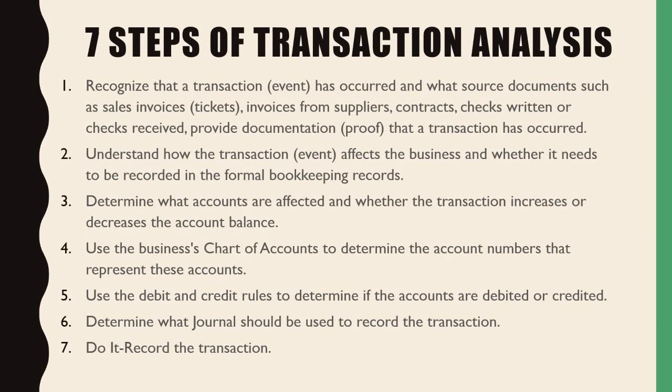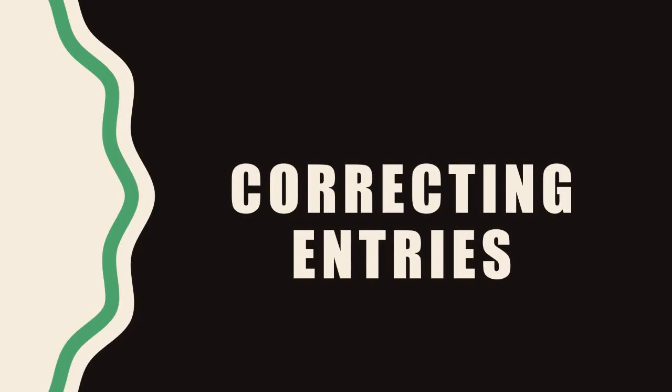All right? So any questions about the 7 steps of transaction analysis? All right? Pretty straightforward. Recognize, understand, determine, use the chart of accounts. Then you're going to use the debit credit system. Then you're going to journalize it, and then actually journalize it. All right.